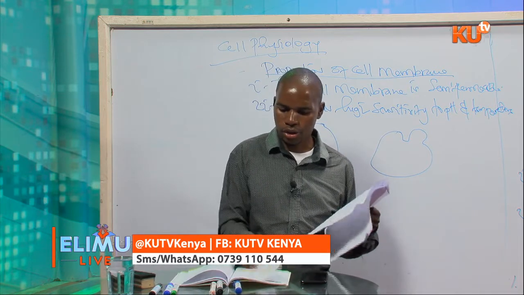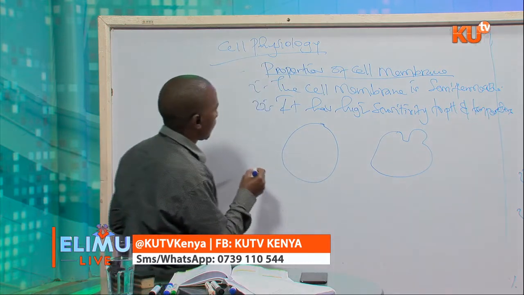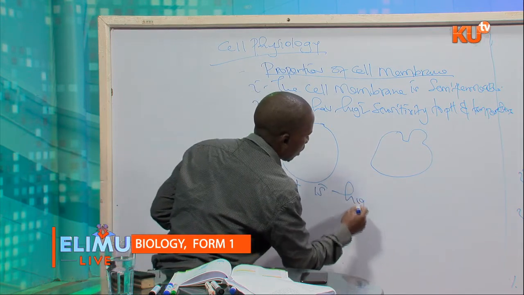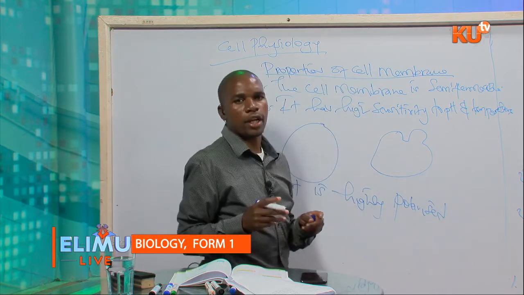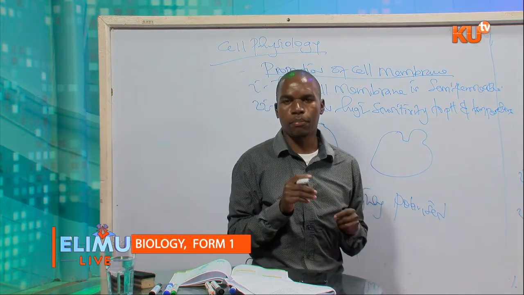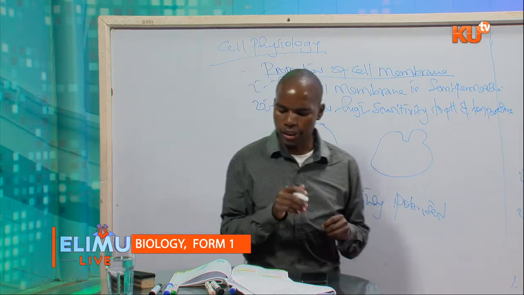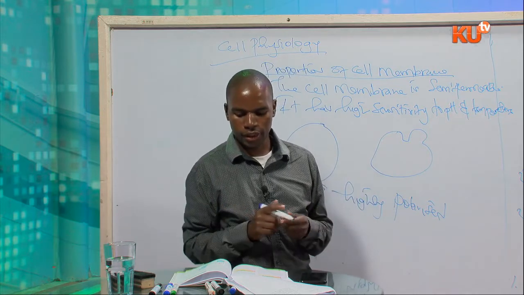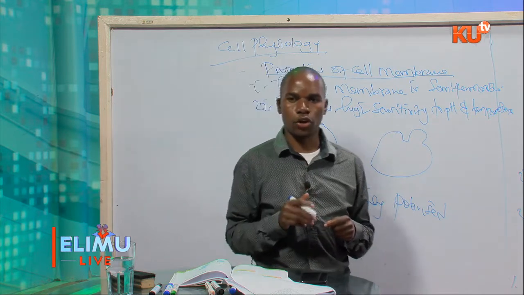Now, another thing that we ought to look at is the polarization. We are saying that the cell membrane is highly polarized. When you are talking about polarization, we are saying that a cell membrane has a net positive charge to the outside and a net negative charge to the inside. So therefore, the cell membrane is referred to as polarized. So the charges affect the manner in which substances move into and out of the cell. So that is what we ought to know.